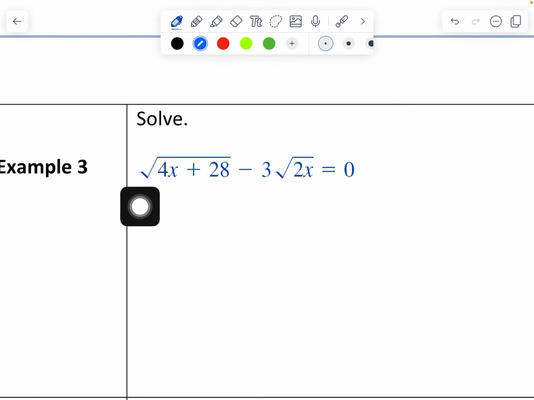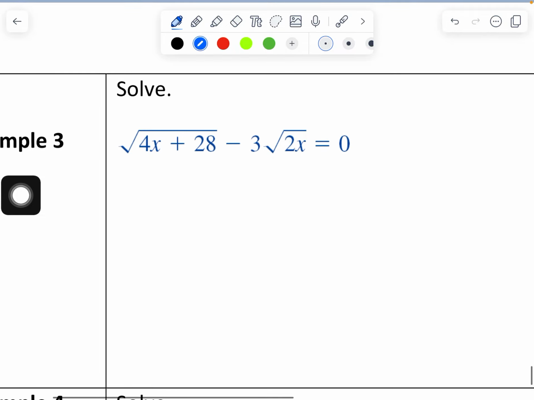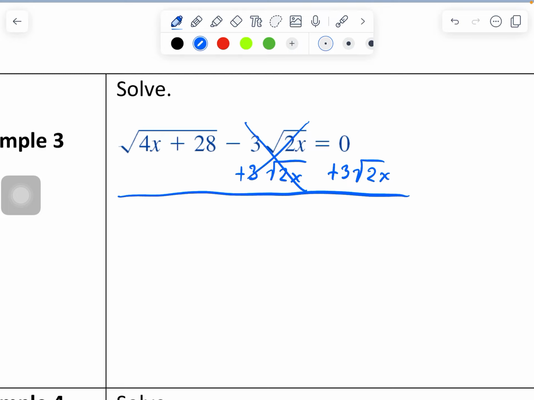If you square them while they're on the same side, you're going to mess up the process, because you would actually have to FOIL it, and you don't want to go through that process. So instead, let's just move this entire thing over here to the right side. And now we have the square root of 4x plus 28 is equal to 3 times the square root of 2x.